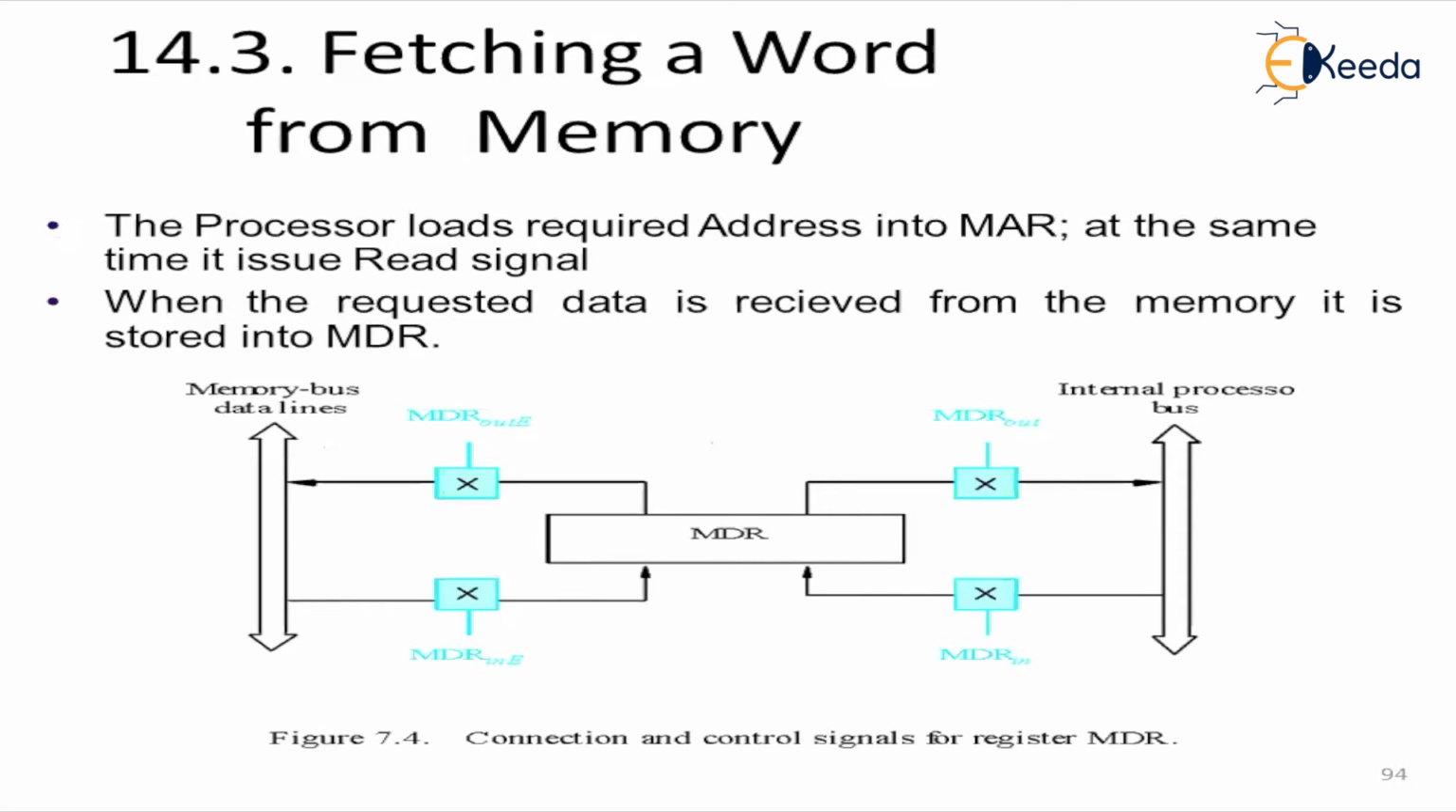Now fetching a word from memory. The processor loads the address into a memory with the help of MAR, the memory address register. At the same time, it issues a read signal. When the requested data is received from memory, it is stored in the memory data register. So you have memory bus data lines, and they are connected with the internal bus. How are memory bus data lines connected with the internal processor bus? It is with the help of the memory data register, which acts as a mediator between the memory and the internal processor bus. Connections of control signals for register MDR.